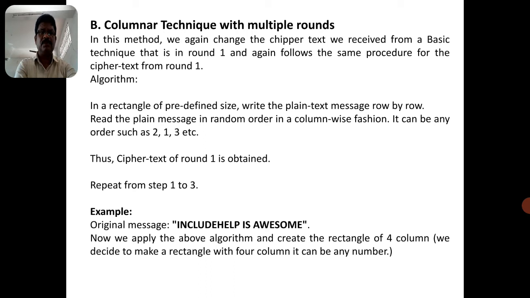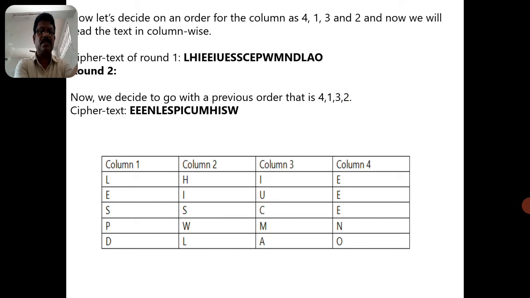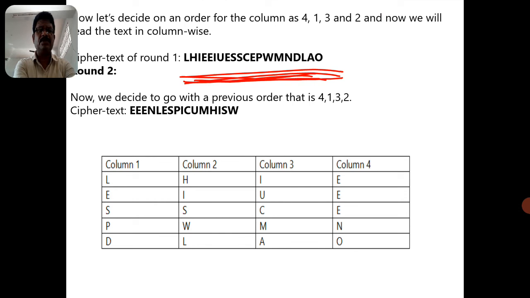In the columnar technique with multiple rounds, whatever the exact message we consider, we can encrypt it more than one round. Now you can observe, this is the message we prepare in the same order: include help is awesome. Now the total message is taken in this order. This total message I can prepare in the second round. After completion of the first round, I take this particular message and it is converted into another one.